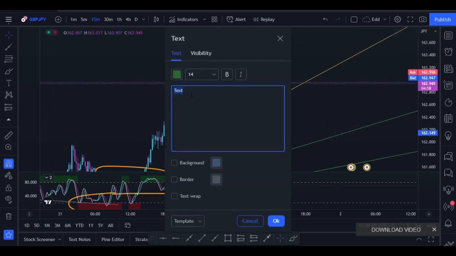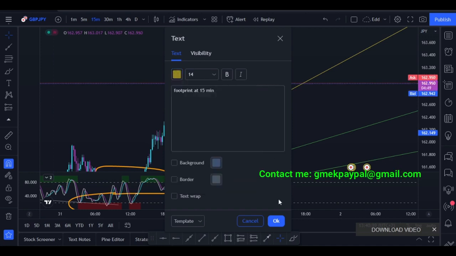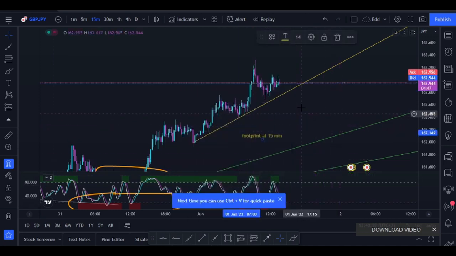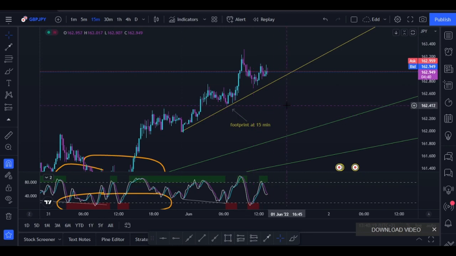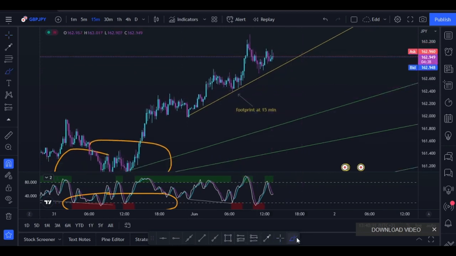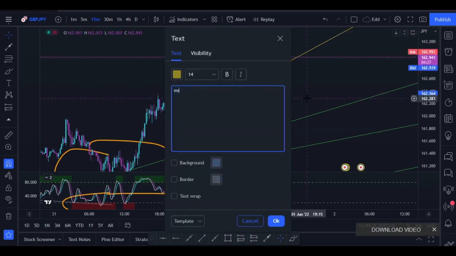Let's just write this here. Footprint at 15 minutes. Let's make this yellow. Right there, that was the footprint here on the 15 minutes. You see how the market has been respecting the footprint line everywhere, from the 4 hour all the way down to all these entries. It's just been respecting. So much money. It's just right here, entry.